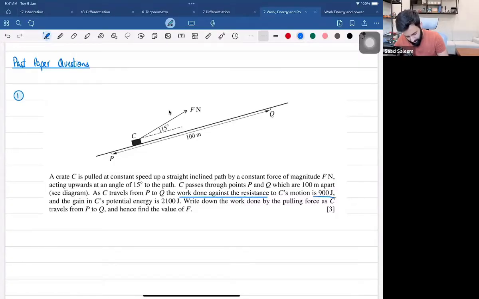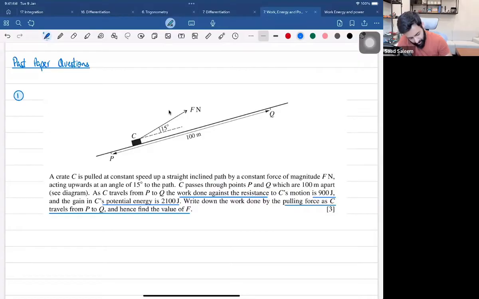Okay, so we need this. We're going to use this shortly. And the gain in potential energy is 2100. So that means this is a positive change. Write down the work done by the pulling force as C travels from P to Q and hence find the value of F.